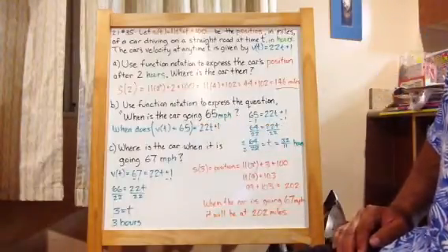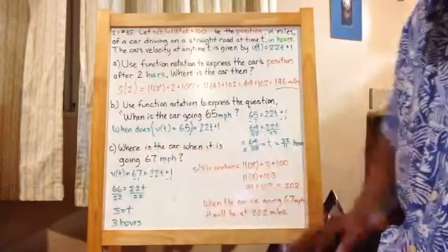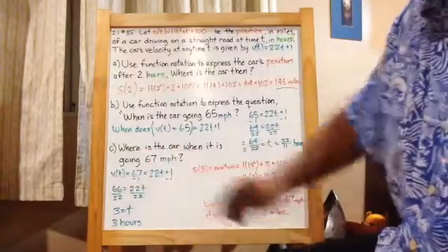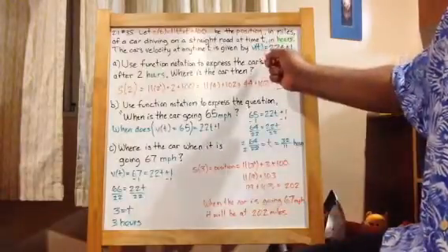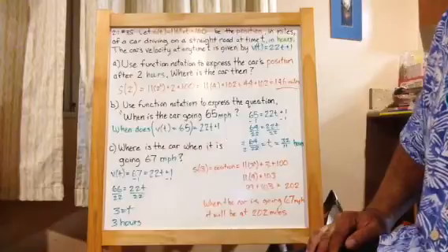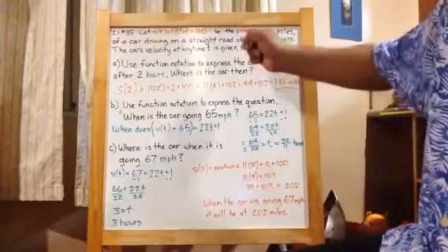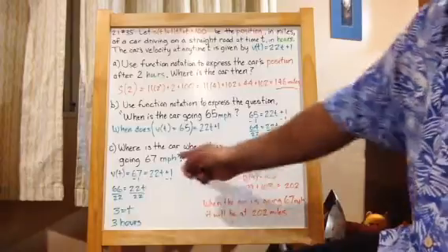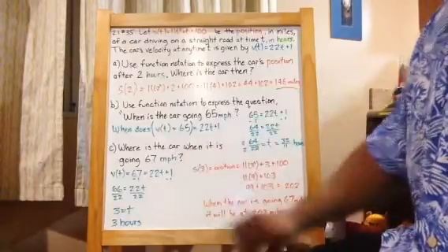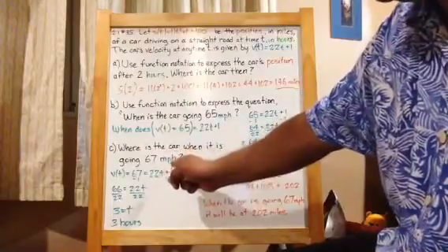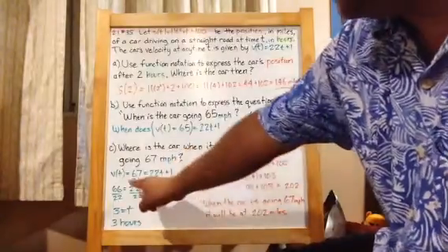Now our final question is, where is the car when it is going 67 miles per hour? Well, what we have here is a velocity, which we know is an output from this question here, because they're very similar. And we want to know where, which is a position. Well, we can't get there directly. First, we need to find out what t is. So we're going to use what we have, which is this output, to figure out t.